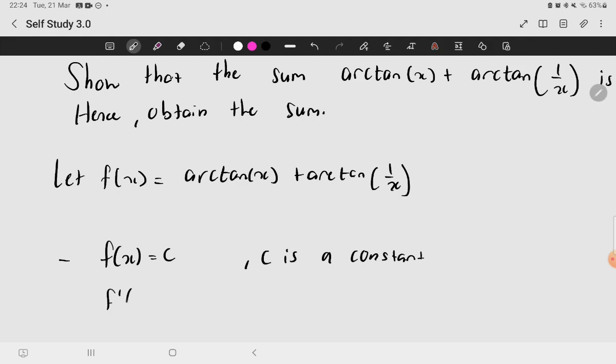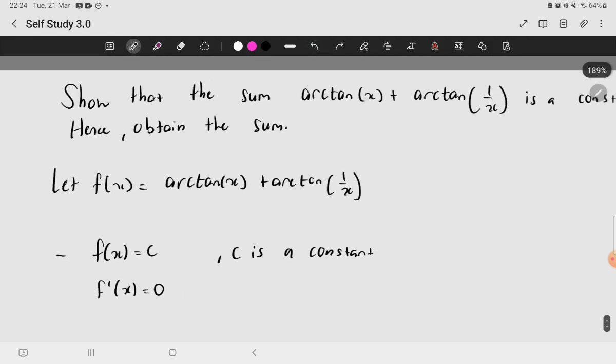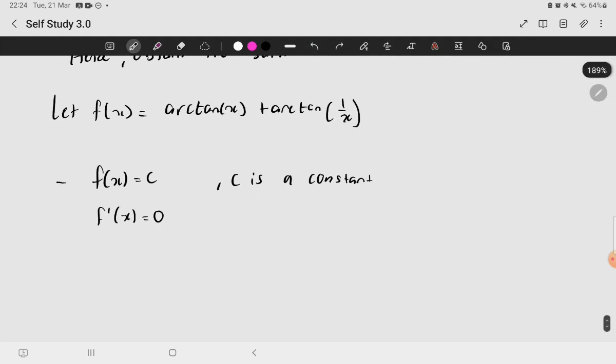So basically, if we obtain that the first derivative of this particular function is zero, then it implies that the function is a constant function. Then that's basically the proof. So it's a very easy proof to show. That's why I am creating a video about it. It's very straightforward. So let us find the first derivative for it.